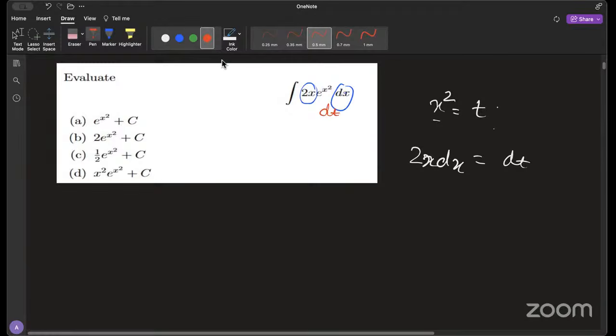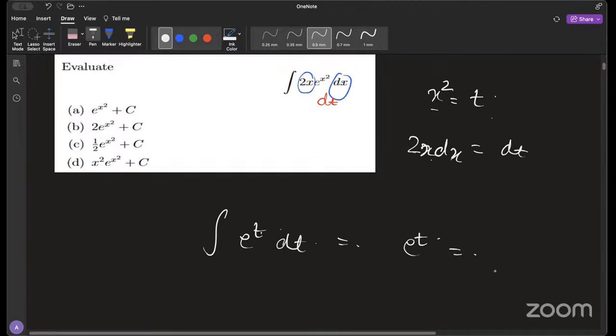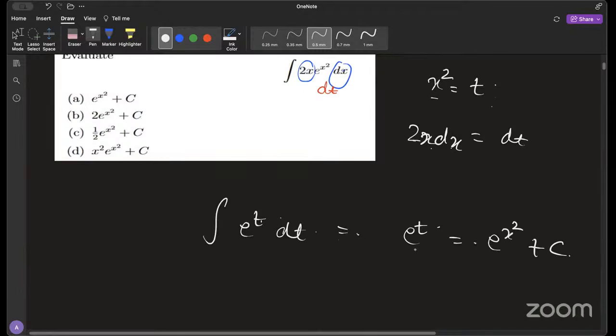So this entire integral then becomes e to the power t, and 2x dx is just dt. So in place of x square, we have t now, and in place of 2x dx, we have dt now. This is a simple integration, which we all know. The integral of e to the power t is just e to the power t. And because everything was given in terms of x, you need the answer in terms of x, right? This will be e to the power x square, and a constant is always there. While integrating, a constant is always involved, so this should be the answer.